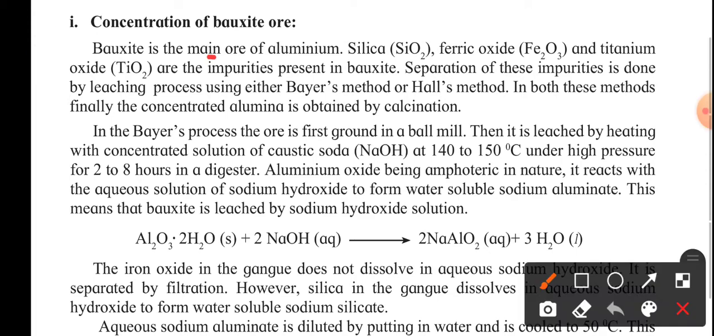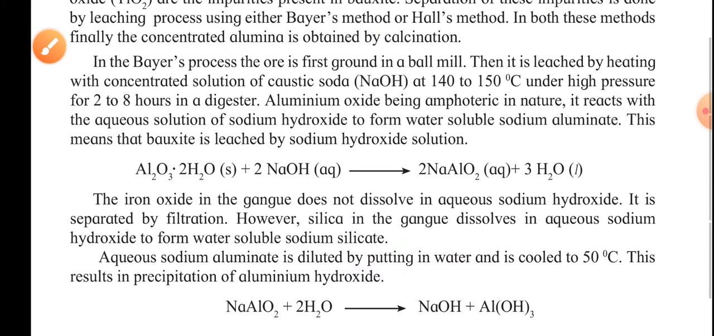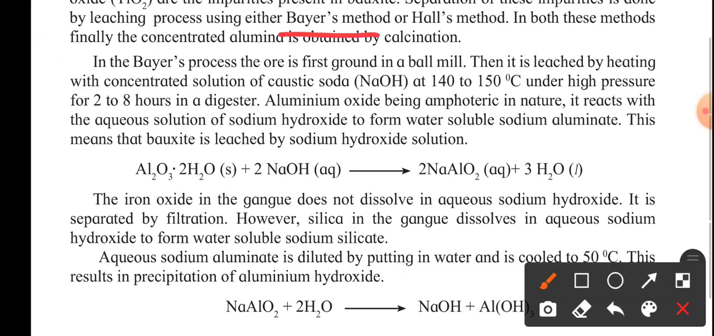The main ore of aluminium is bauxite. Silica, ferric oxide and titanium oxide are the impurities present in the bauxite. Separation of these impurities is done by the leaching process. The leaching process may be performed by the Baeyer's method or the Hall's method. In both these methods, finally the concentrated alumina is obtained by calcination.